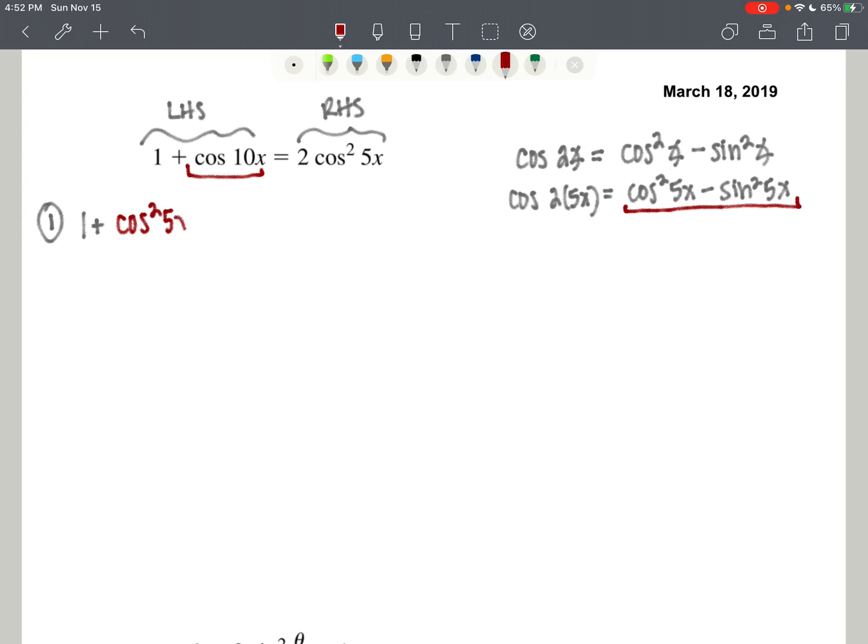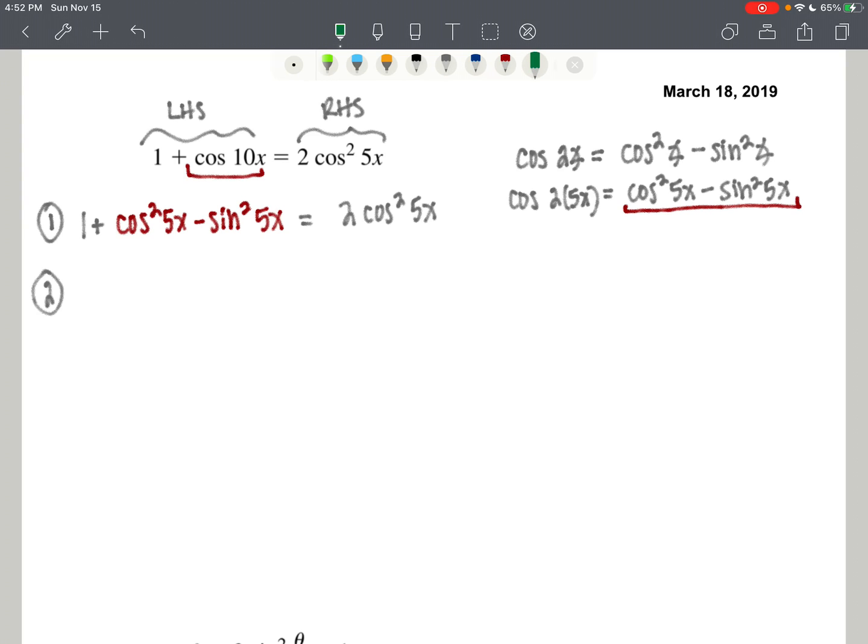Cosine squared of 5x minus sine squared of 5x. And I'm going to rewrite 2 cosine squared of 5x so that I remember what it is that I need to get to. And that will help guide me on the left-hand side of the equation. For instance, on the left-hand side of the equation, I have 2 different trig functions. I have cosine and I have sine. But on the right-hand side, I just want cosine.